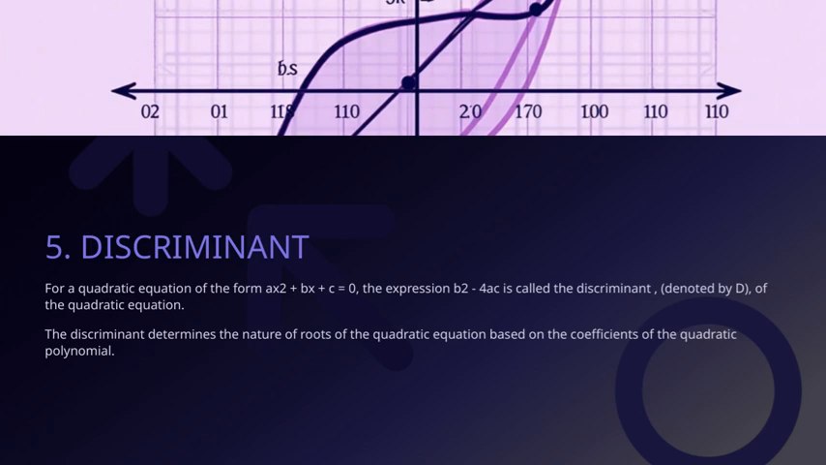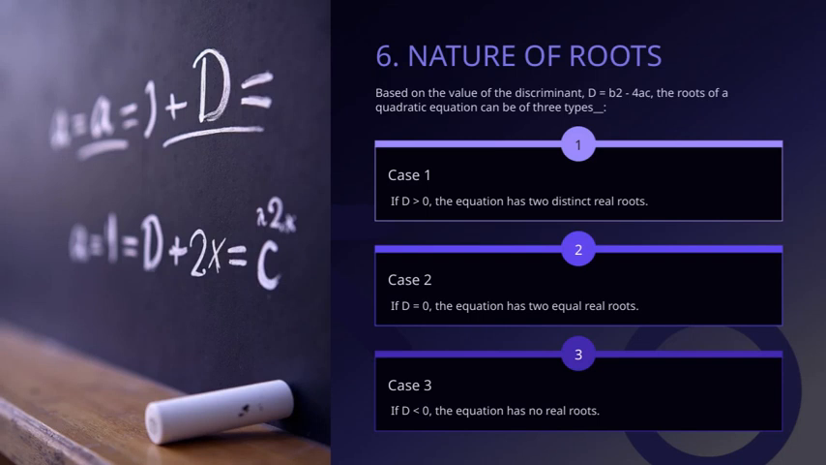This value is often denoted by the letter D. By examining the discriminant, we can quickly determine the characteristics of the roots without actually solving the equation. It connects directly to the overall theme of understanding quadratic equations more deeply, giving us insights into their behavior based on the coefficients.